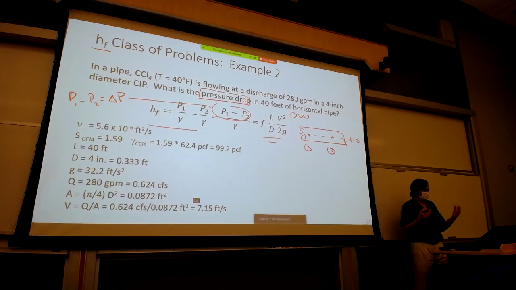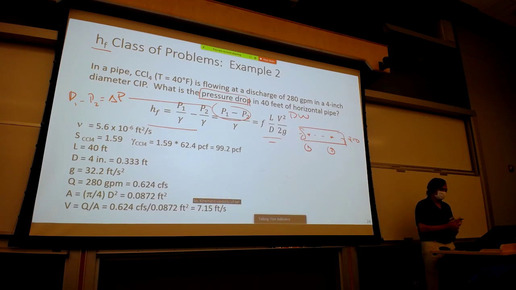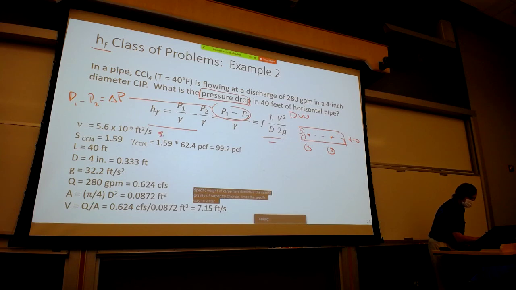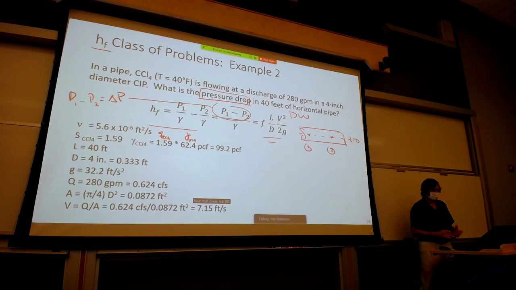So, kinematic viscosity of carbon tetrachloride, 5.6 times 10 to the minus 6 foot squared per second. The specific gravity of carbon tetrachloride is 1.59. I couldn't find the specific weight of carbon tetrachloride in the back of your book; I believe they have it at 68 degrees Fahrenheit. So with the specific gravity, I know that the specific weight of carbon tetrachloride is the specific gravity of carbon tetrachloride times the specific weight of water. And that gives me 99.2 pounds per cubic foot.